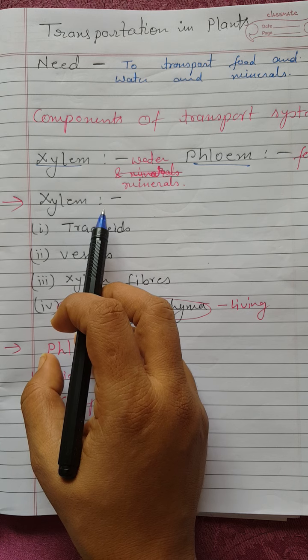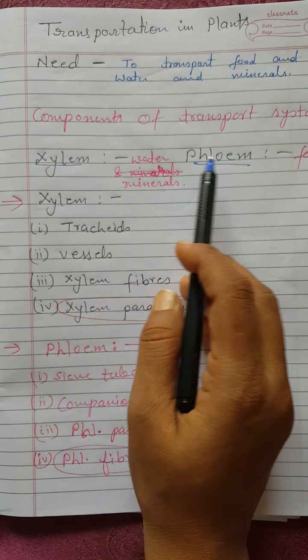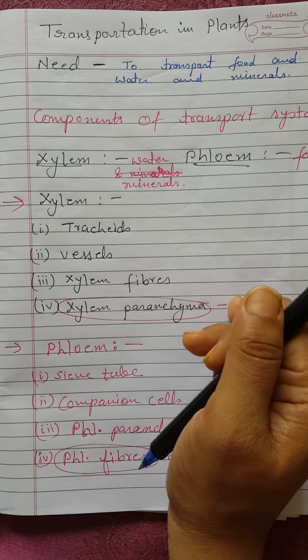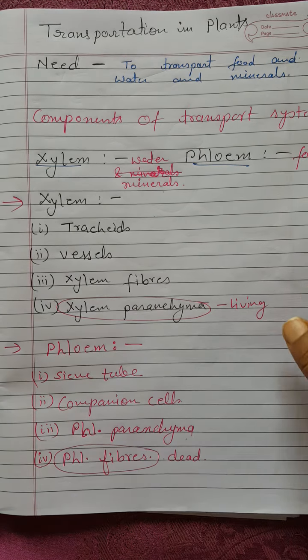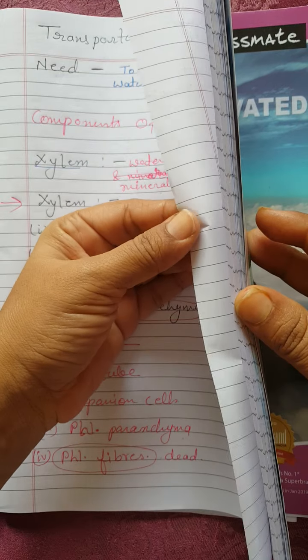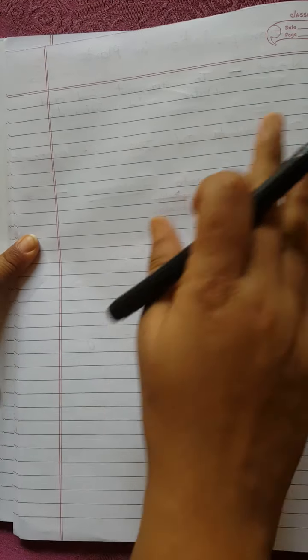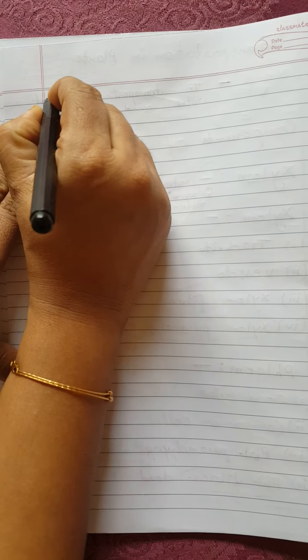Now, as I said, we have discussed all these things about xylem and phloem in 9th standard, so I'm not going to explain this in detail. Now I will explain transport of water and minerals and transport of food and substance. First I will explain transport of water and minerals.